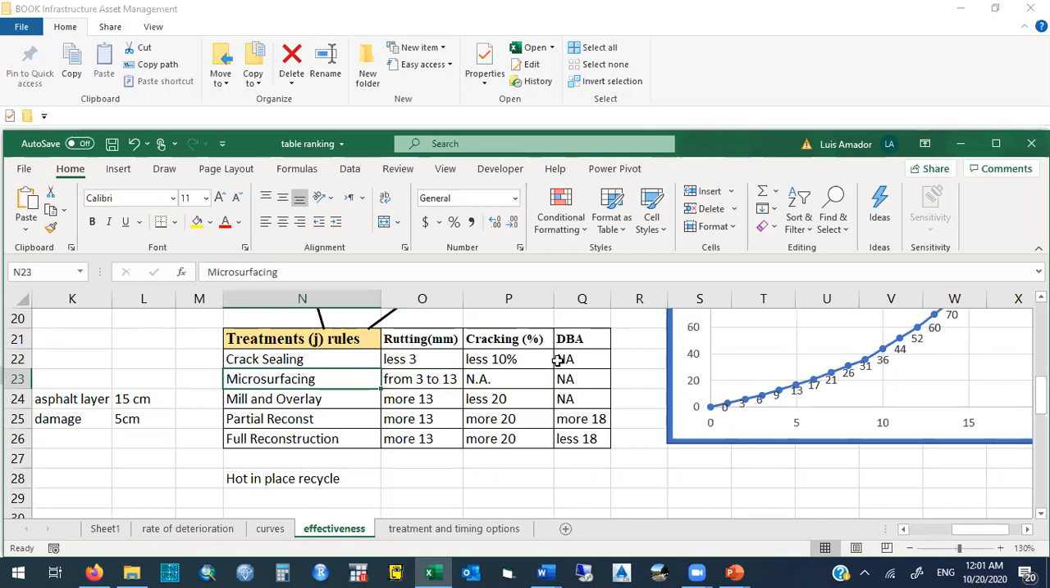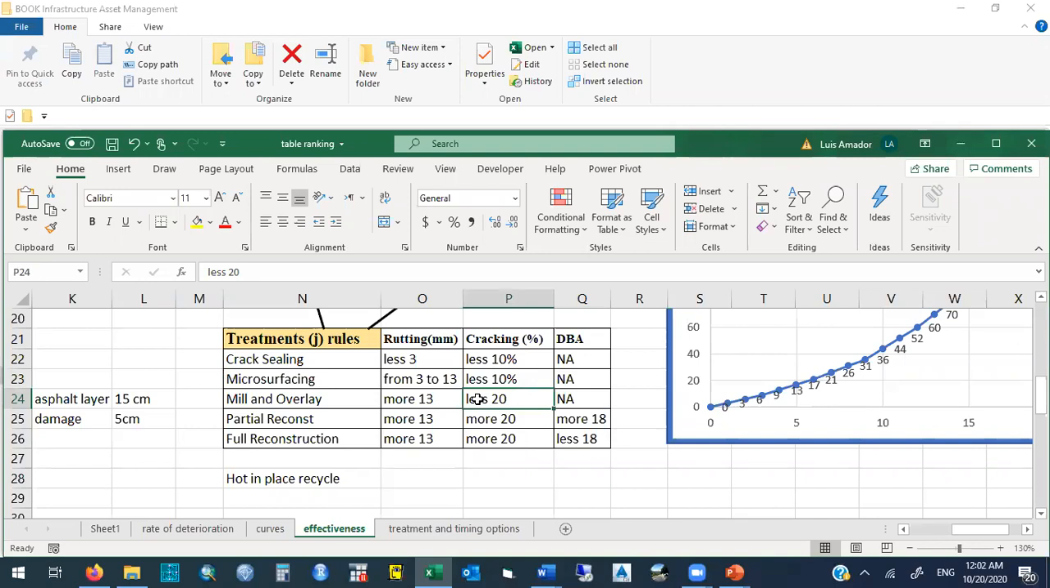For microsurfacing, we need to be below 13 millimeters. We cannot have more than that, because if you have more than that, the machine we use cannot correct it. You will do the treatment and you will still see the wheel path deformations. We can have some cracking, like here I could tolerate maybe 10% if I want. In mill and overlay, I have more than 13 millimeters of rutting, so the microsurfacing cannot correct it. And I have significant cracking.